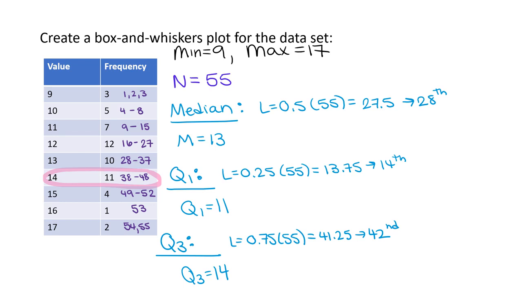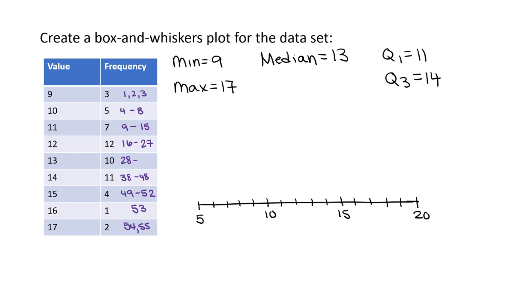Finally, I'm going to draw all of this into a box and whiskers plot. So I just jotted down again the numbers that I've already computed. My min was 9, max was 17, median is 13, Q1 is 11, Q3 is 14. All right, and so when we create our box and whiskers plot, I would like you to include some type of scale. Without any type of scale, it's not really going to mean anything.